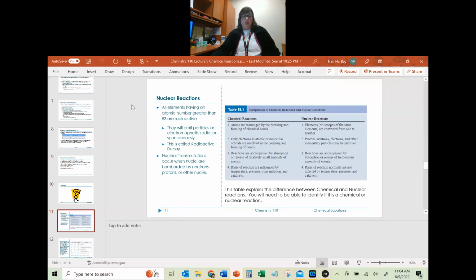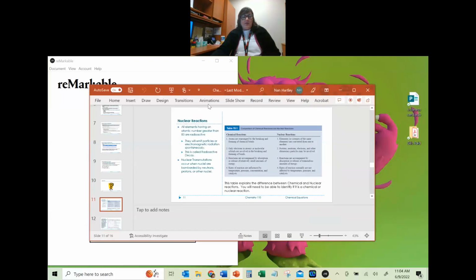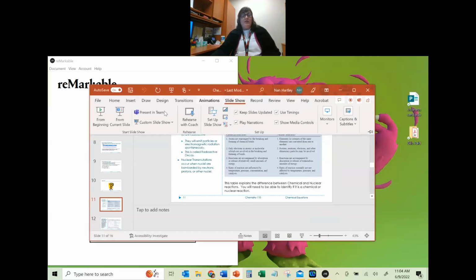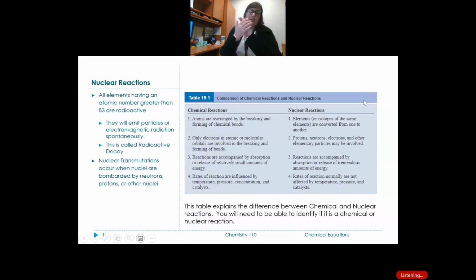Now I'm going to try and get this into screen sharing mode again. See if it will let me. No, I'm sharing there. That's not what I want. I want this. I hate it when I get these windows like this. Slideshow from current slide. Okay.